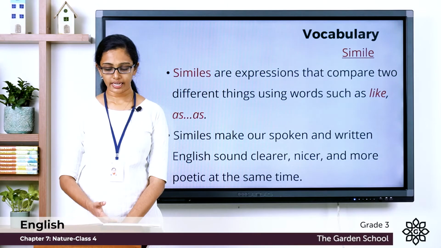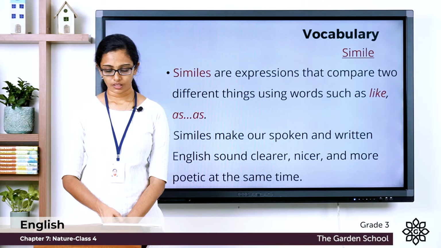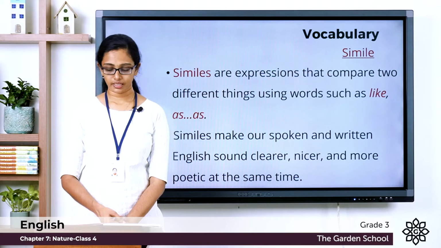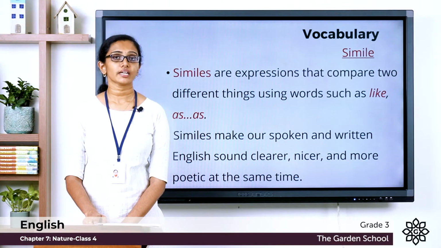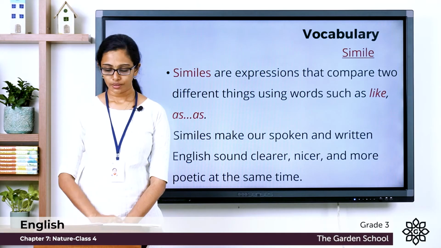We can also say the clouds in the sky are as gentle as sheep. The highlighted parts of these sentences are examples of similes. See, which are the highlighted parts of the sentences given here? Look like sheep, as gentle as sheep. These are examples of similes from lines in the poem.